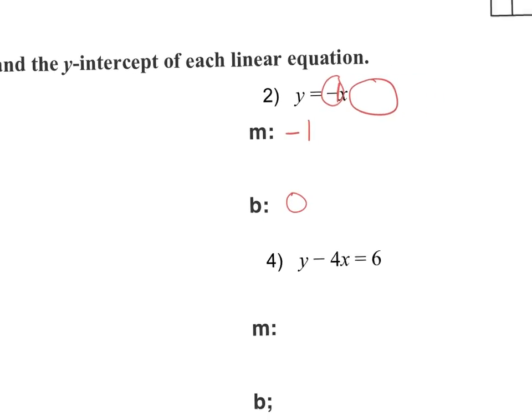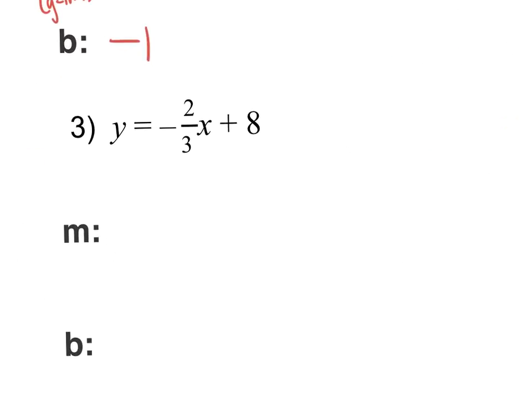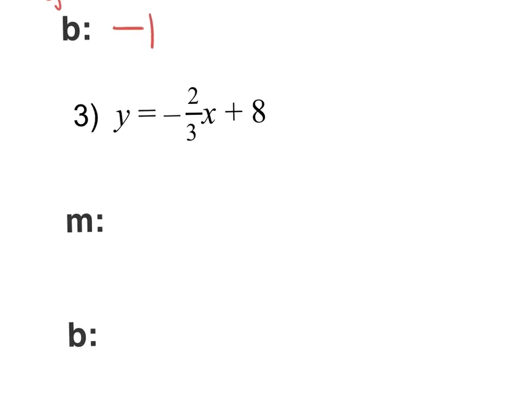Number 3. y equals negative 2/3 x plus 8. What's our slope going to be? Negative 2/3. And your y-intercept? 8.